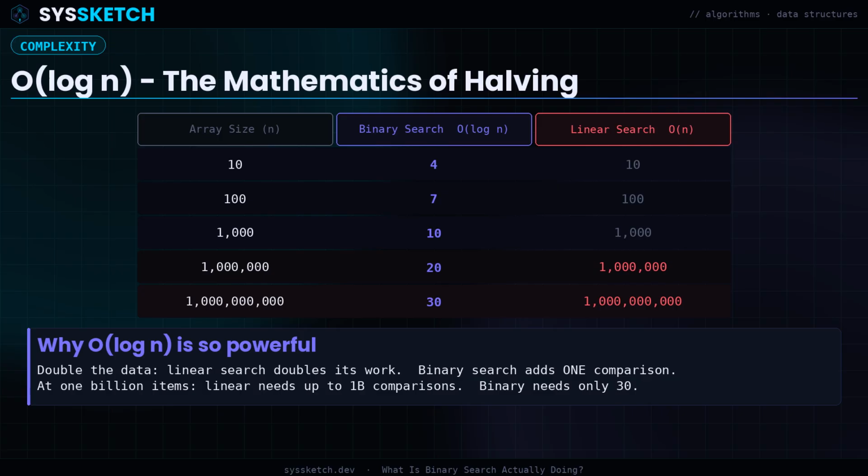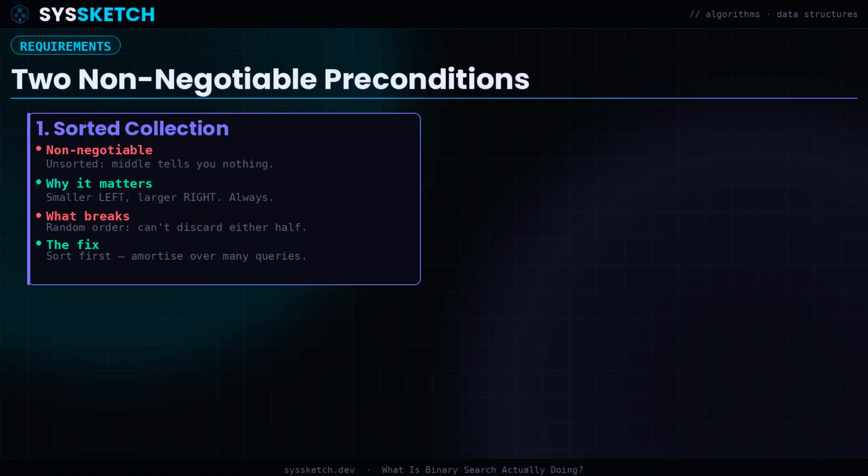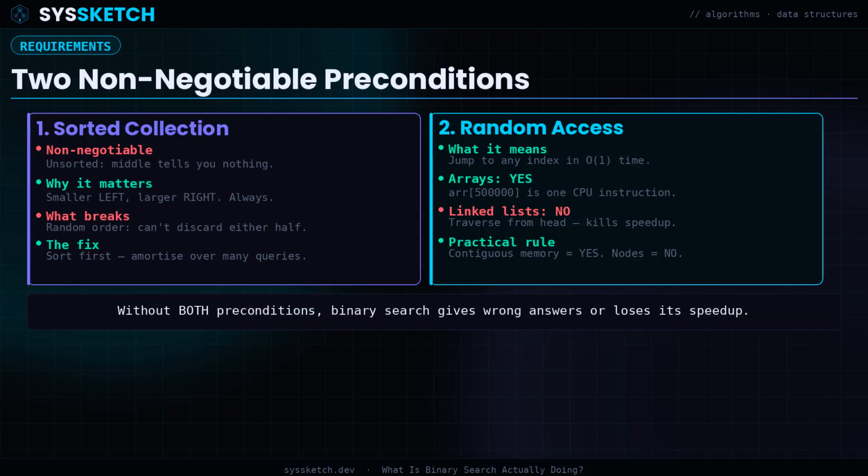Binary search has two hard requirements. The first is that the collection must be sorted. This is non-negotiable. If elements are in random order, then seeing the middle value tells you nothing about which side your target is on. Smaller values and larger values are scattered randomly on both sides, and you cannot safely discard either half. The second requirement is random access. You need to be able to jump to any index in the array in constant time. Standard arrays and array lists provide this. Linked lists do not. Reaching the midpoint of a linked list requires traversing from the head one node at a time, which defeats the performance benefit entirely.